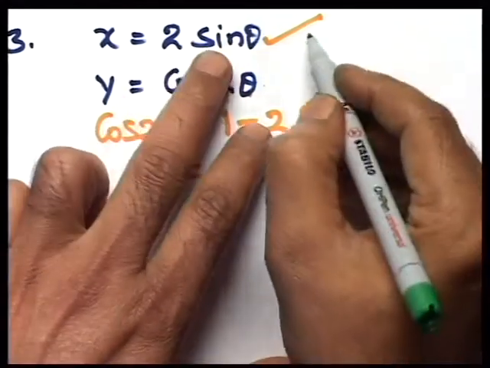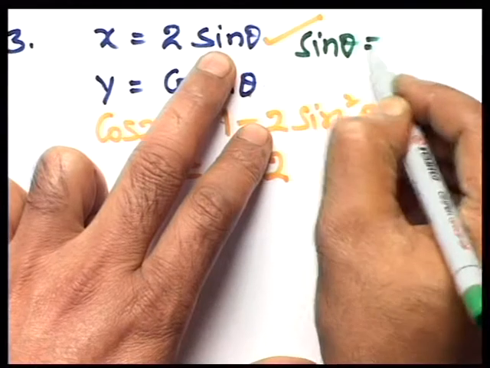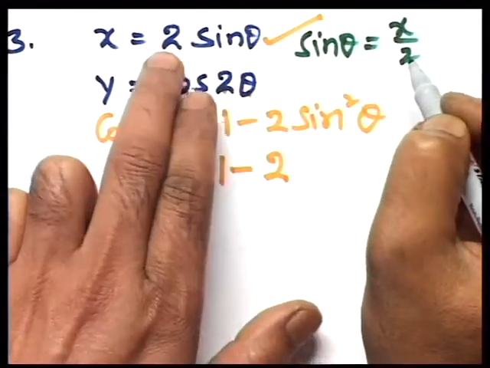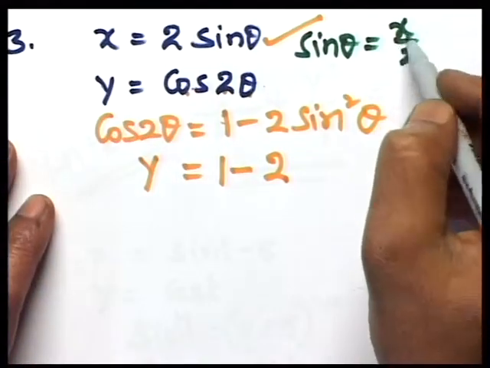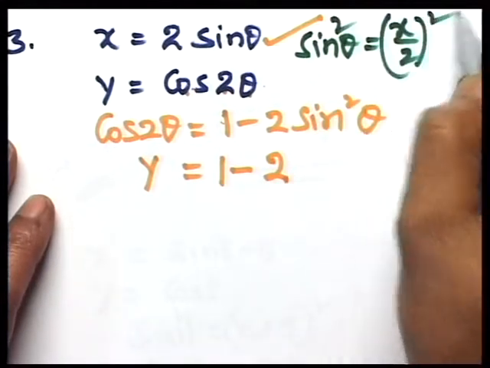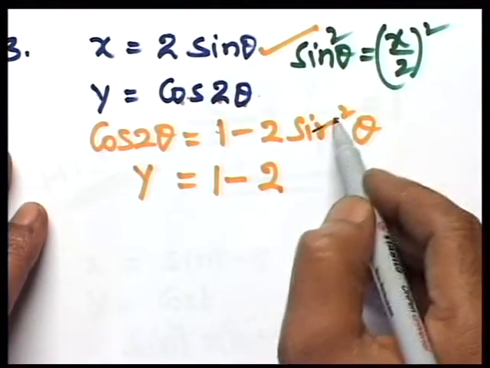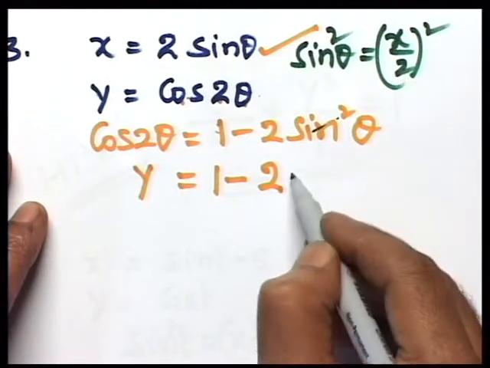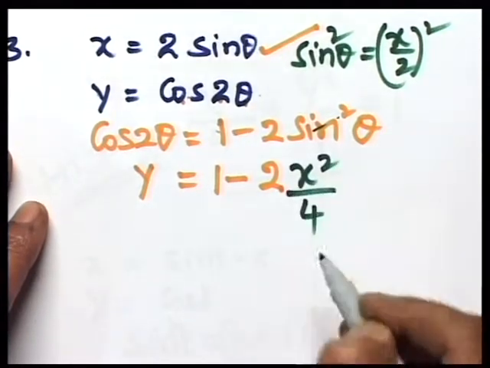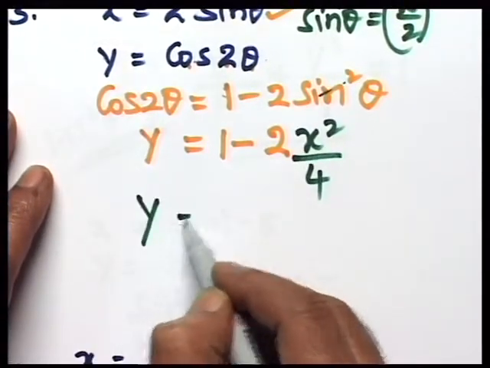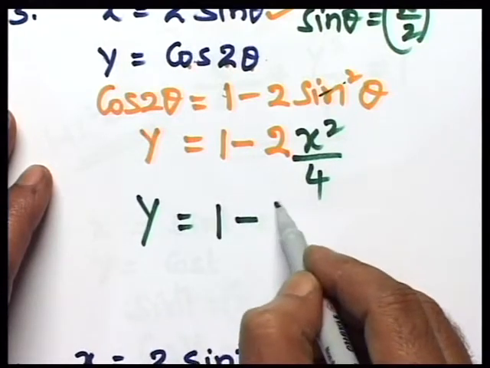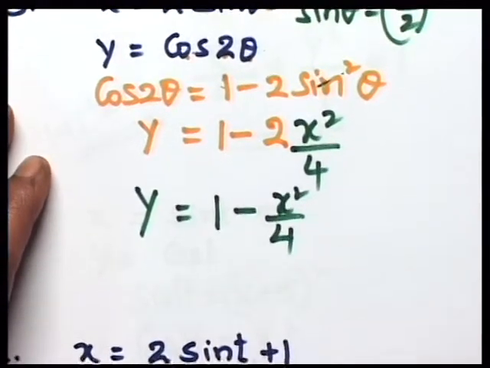What we can do, sine theta is x over 2, right? Transfer the 2 there, x over 2. So when you square this, because we need sine squared, we get x squared divided by 4. So that's x squared divided by 4. One more step to finish the question. 1 minus x squared divided by 4.